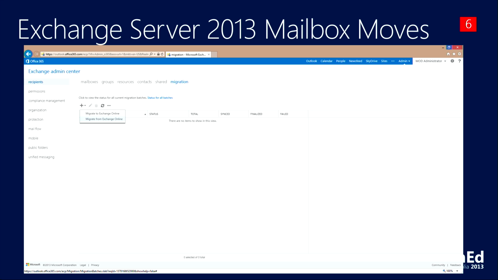And this, by the way, is what it looks like inside EAC. I know that's small up there, but here you can see the migration batch service that we use. The choices that we have here are migrating to Exchange Online or migrating from Exchange Online. And of course, you can do moves within an Exchange organization as well. This is just showing cloud back and forth.